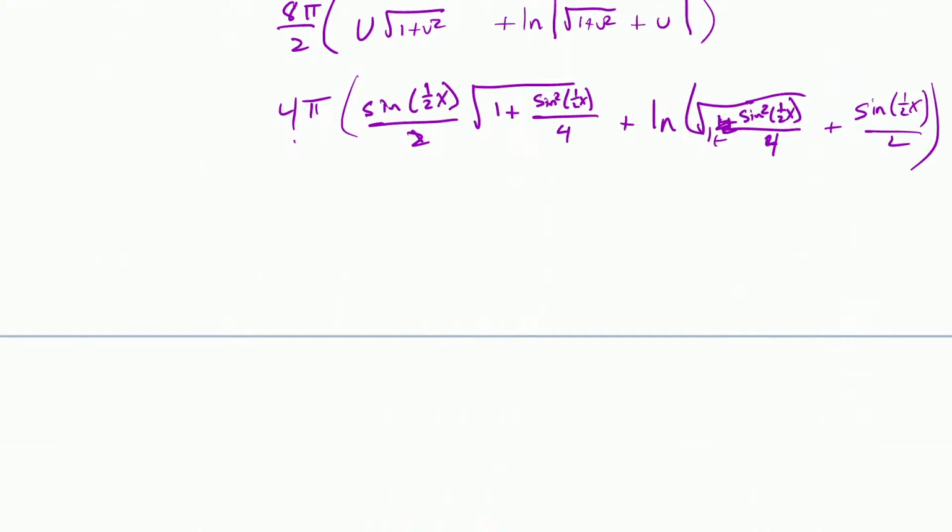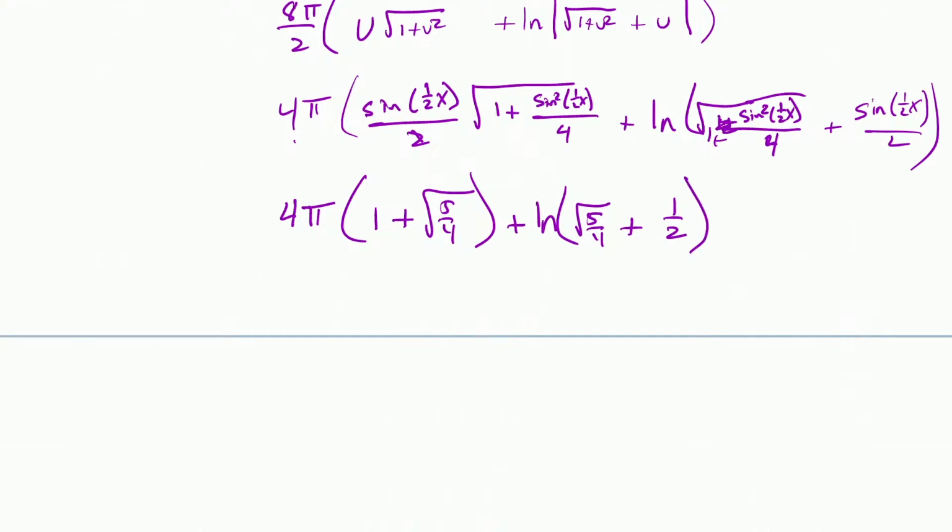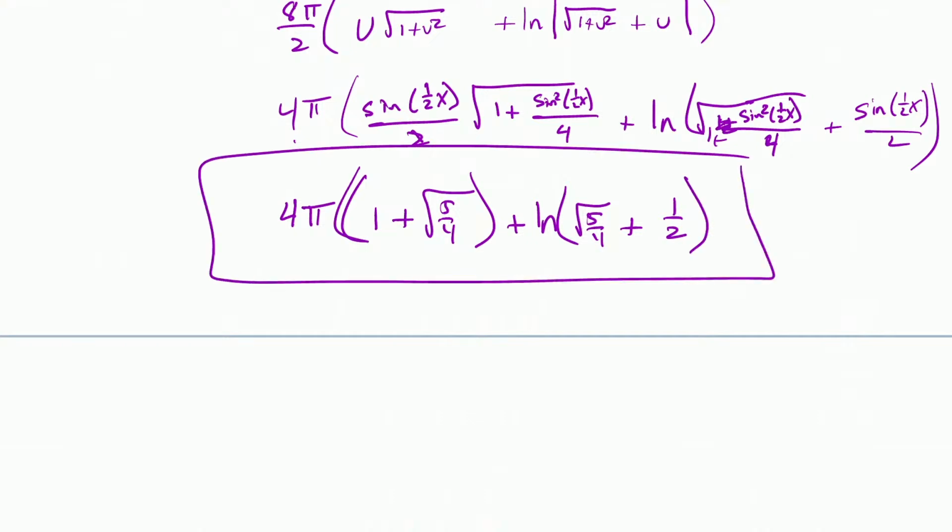Sorry. 0 to pi. So this will be 4 pi times the square root of 5/4 plus 1, plus ln of the square root of 5/4 plus 1/2. Okay, I'm going to go with this. I don't know if that's right, this should be over 2. Yeah, whatever. I'm still not thrilled. I don't think that's right. But I want to move on.